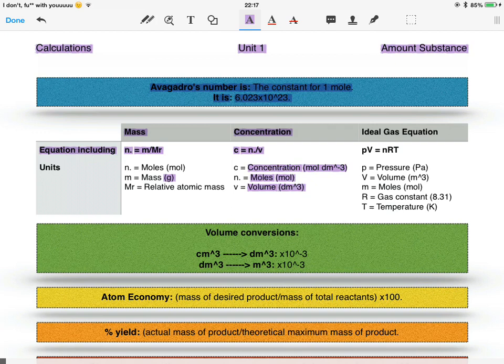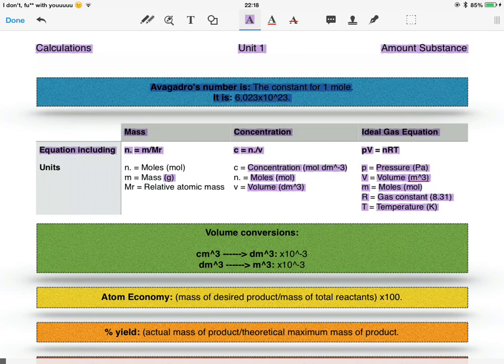Finally then, we have the ideal gas equation, and this is PV equals nRT, where P is the pressure in pascals, V is the volume in metres cubed, so this is different to usual, which is normally decimetres cubed. That should be n, and that should be number of moles. R is the gas constant, which is 8.31, but this will always be given, and don't worry about the units. And T is temperature in Kelvin.